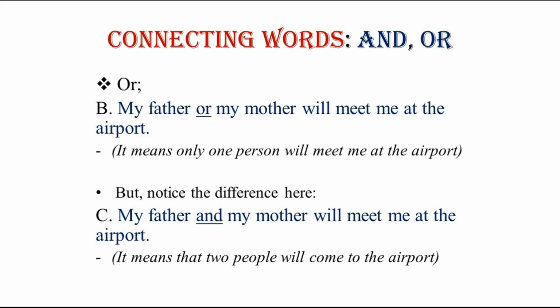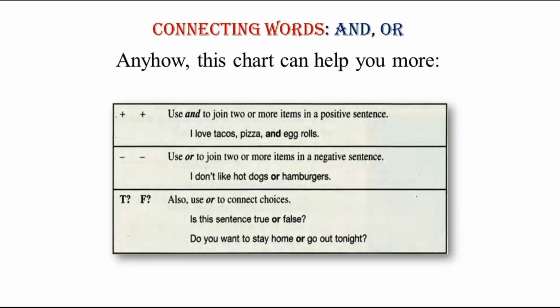And can also be used in choices, but it means the two choices, while or means only one choice. So my father or my mother will meet me at the airport means either my mother or my father will come. But in the second sentence, my father and my mother will, etc., means that they both will come. Two people will come to the airport. Okay, connecting words. Anyhow, this chart can help you more.